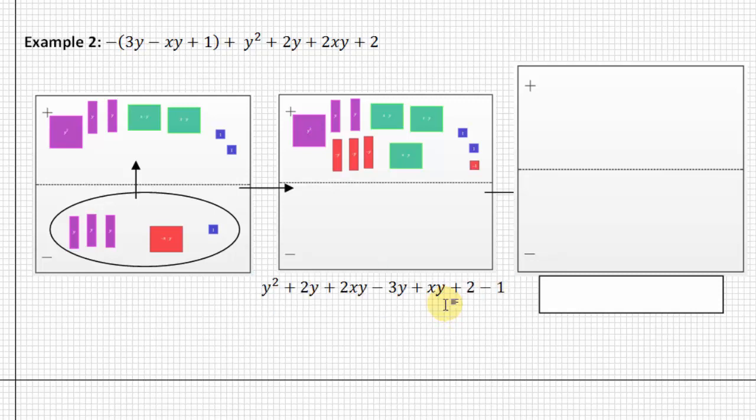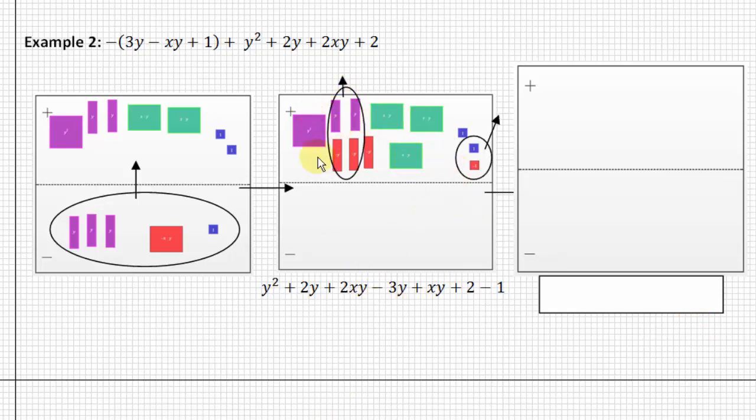So here's how I wrote it. I have a positive y squared, 2 positive y's, 2 positive xy's, negative 3y, another positive xy term, 2 positive unit tiles, and a negative unit tile. So what's our next step? Go ahead and draw in on our mat what we're going to look for and do next. And then if you want to go ahead and try and simplify it further on our mat, go ahead and do so. And then resume the video to check your work with mine.